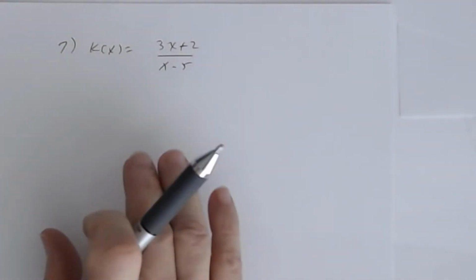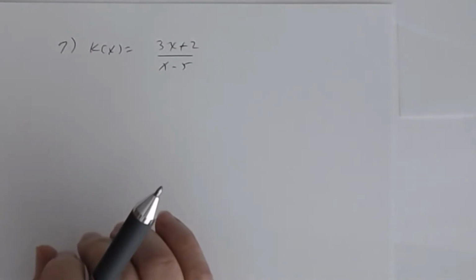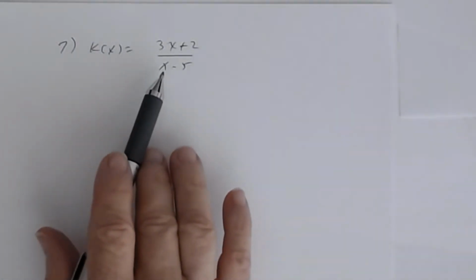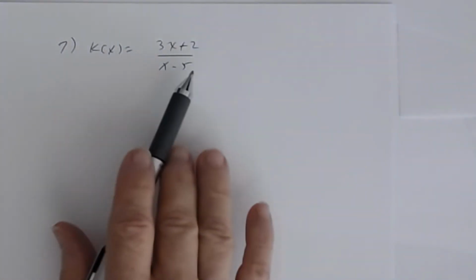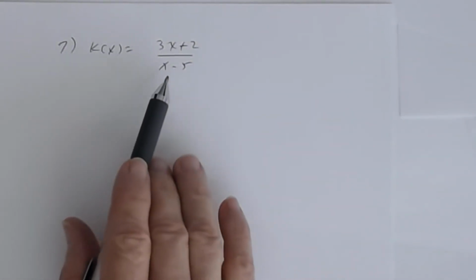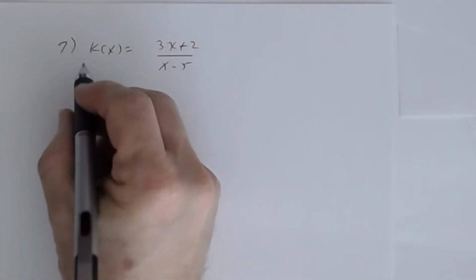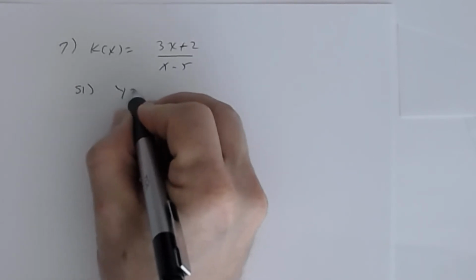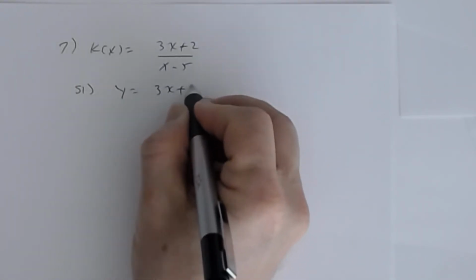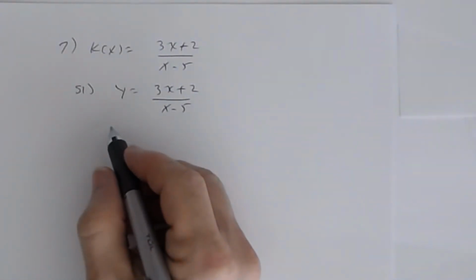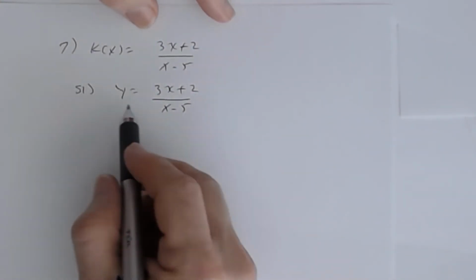If you graphed it, you would see that it passes the horizontal line test. But you don't have to do that here. You're automatically given that it's a one-to-one function. Okay, so you want to find its inverse. So step 1, replace k of x with y. So y equals 3x plus 2 divided by x minus 5.